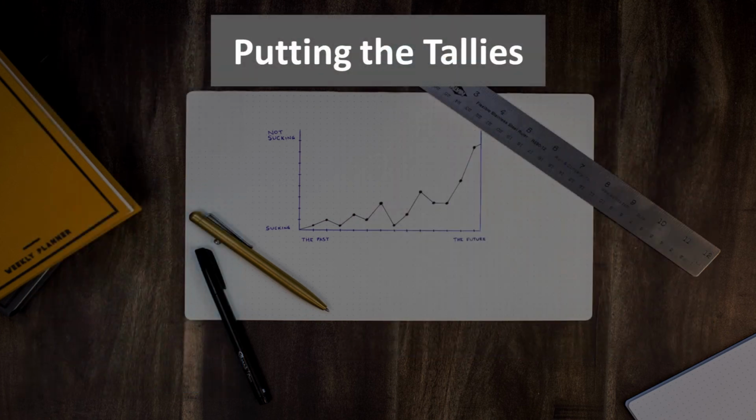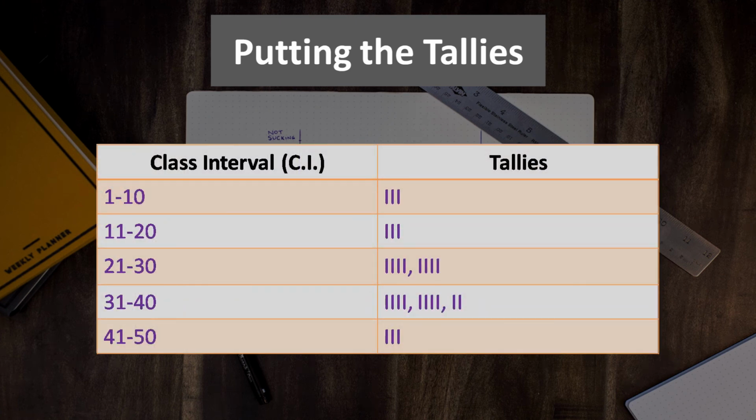The fifth step is putting the tallies. We have already decided the classes: 1 to 10, 11 to 20, 21 to 30, 31 to 40, and 41 to 50. Already 30 individual scores are with you. So you have to go through each score and see how many scores are between 1 and 10, and here you make the tally marks. That's called the tally mark. Here you see 3 lines, I have put 3 tallies. It means 3 scores are there within the class of 1 to 10.